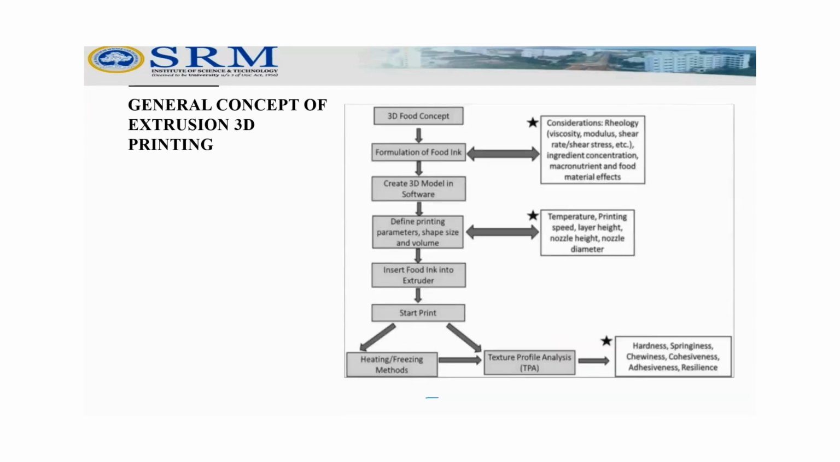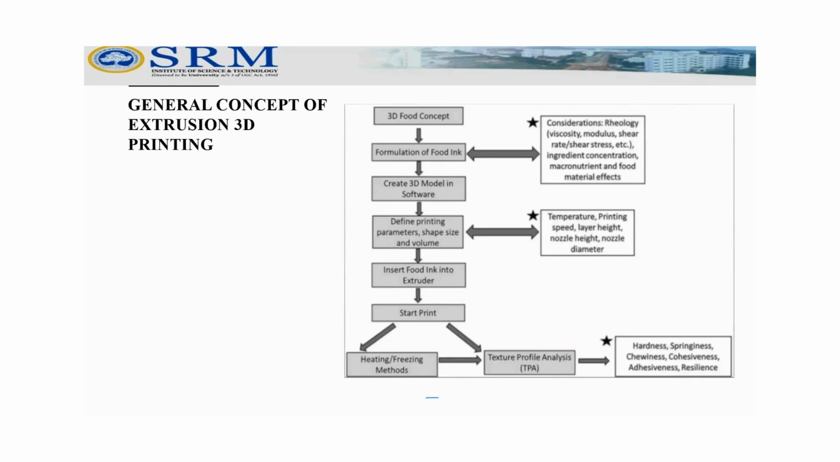First, we need to fix the 3D food concept, then the formulation of the food ink. We need to consider that generally a viscous liquid will be taken. We need to create a 3D model in software. After preparing the ingredient as a gel, we need to create a 3D model in software.